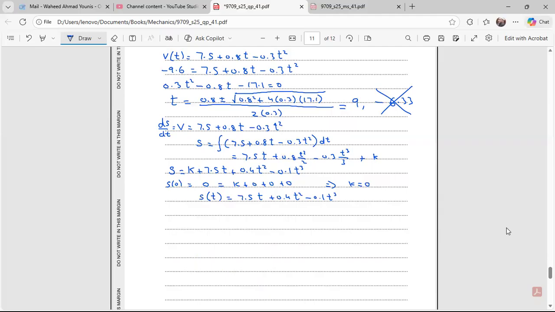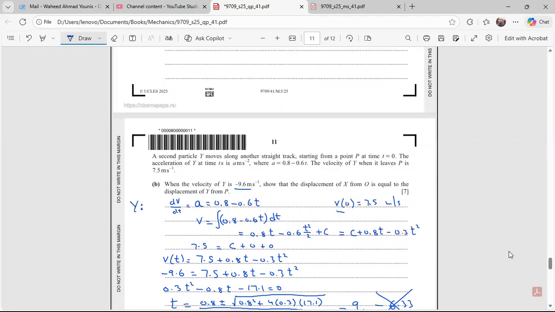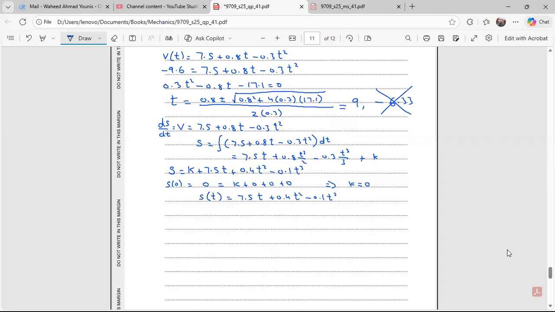Okay, now we are in a position to answer our question. We have to find the displacement of y from P at this time. At what time? When time was 9. So let's find the distance at 9. This is 7.5 times 9 plus 0.4 times 9 square minus 0.1 times 9 power 3. And when we did all this calculation, it gave us 27. So this was for y, remember?